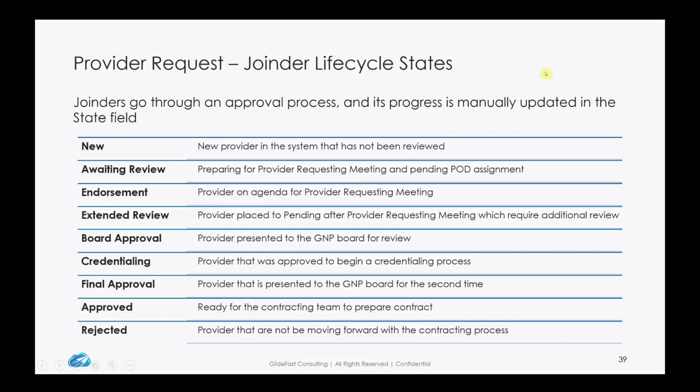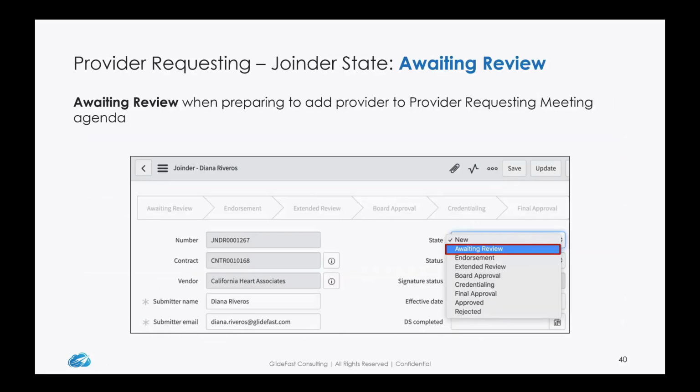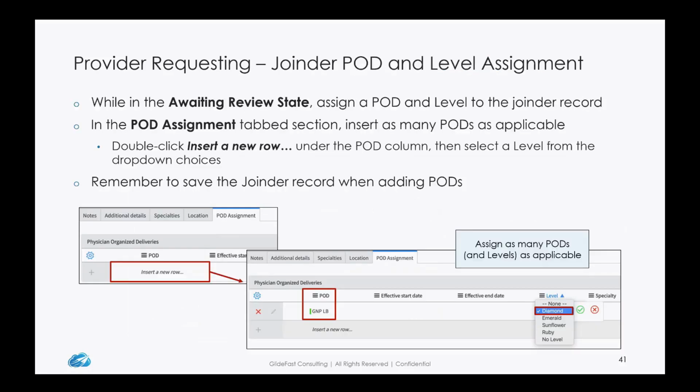There are various lifecycle states in the provider request lifecycle. They go through an approval process, and its process is manually updated in the status field. They start off as new, then they go to awaiting review, endorsement, extended review, board approval, credentialing, final approval, approved, or rejected if they are not approved. We'll go through all of these states once we go through the jointer lifecycle. Put the jointer state of awaiting review when preparing to add a provider to the provider requesting meeting agenda. When doing this in the awaiting review state, you'll need to assign a POD and level to the jointer record.